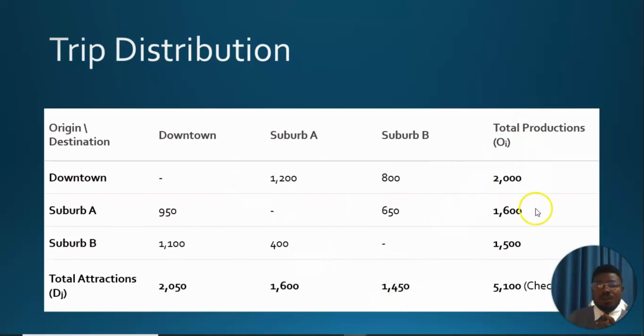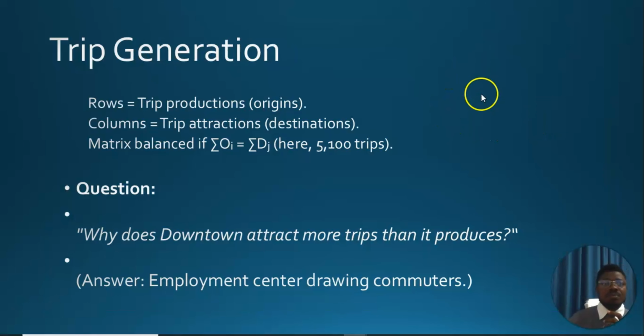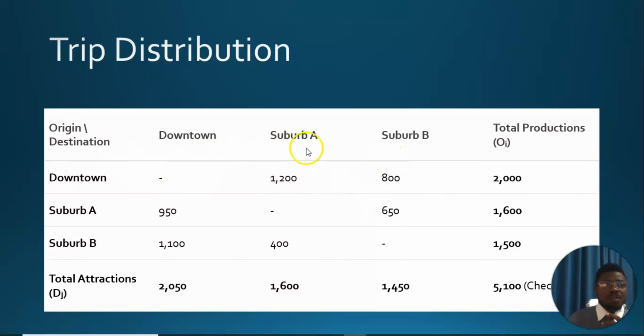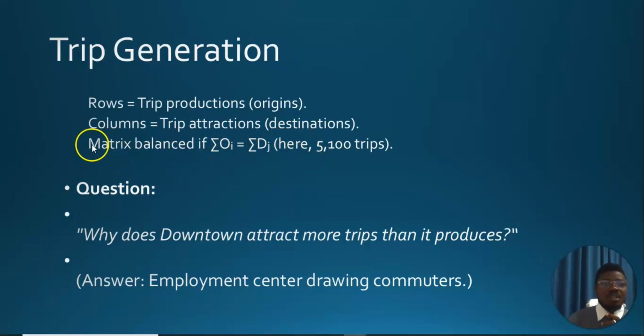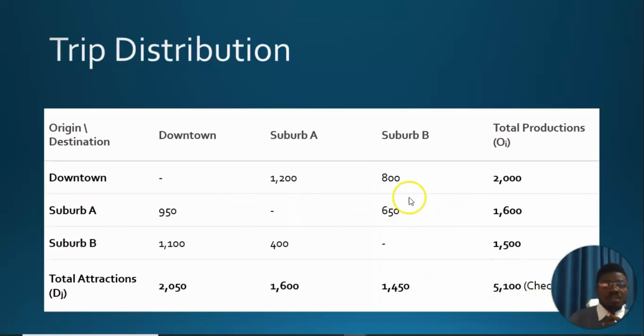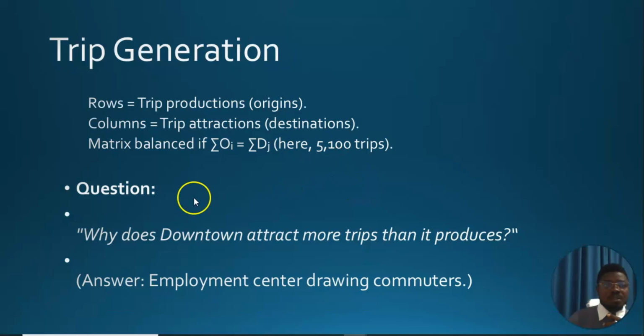So when we had all our total productions and we had our total attractions, it will give us a total checksum here of 5,100. So here we can see the rows, that is the trip production, that is the origin. Then the column there represents the trip attraction, which is the destination, which we already explained. Then the matrix balance is about 5,100, in which we have here. That is just the matrix balance.